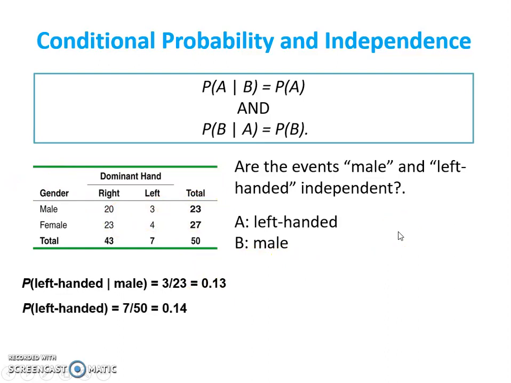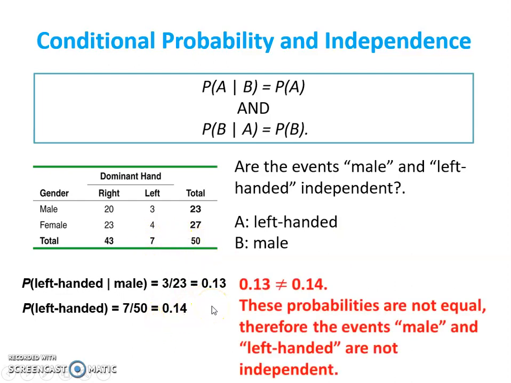Now, the probability that you're just left-handed is 7 out of 50, which is about 0.14. Now, you'll notice 0.13 is not the same as 0.14. These probabilities are not equal. Therefore, the events male and left-handed are not independent. Even though it's really close, okay, they are not independent.